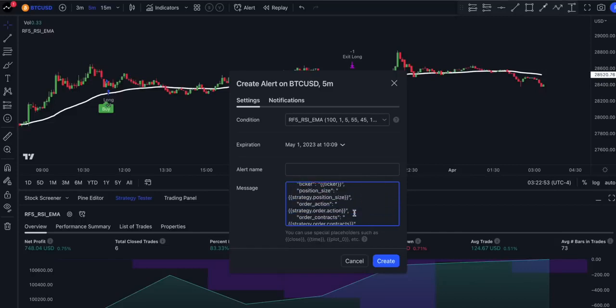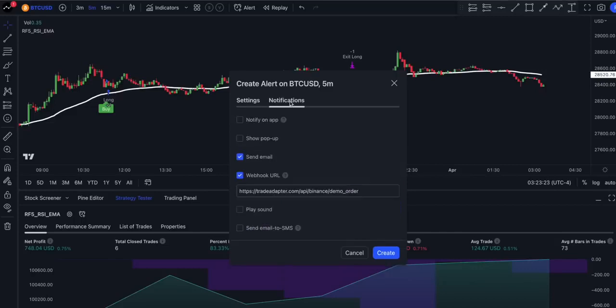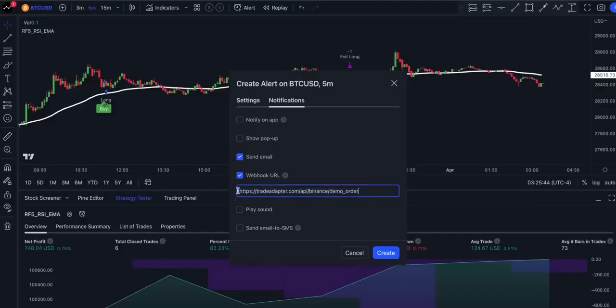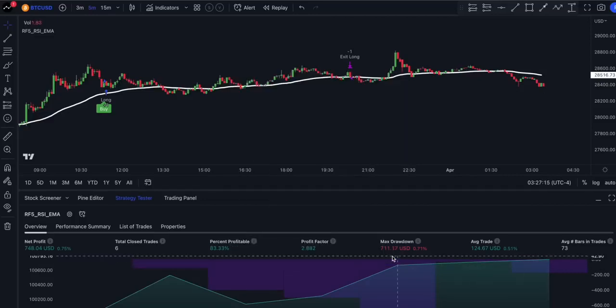Okay, once the message is done, go to notifications. Here you need to paste your webhook URL. The link that you're looking for is this one right here. Once you're done with the settings, click create. And there we go, we just created our trading bot.